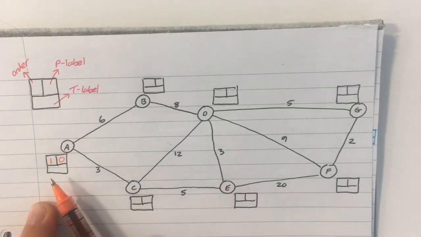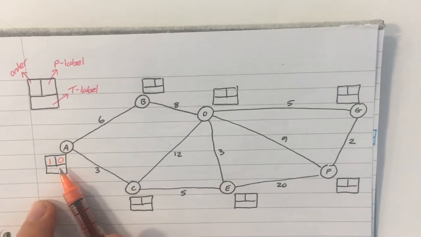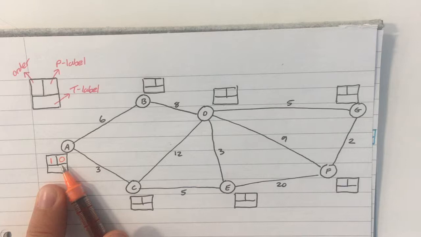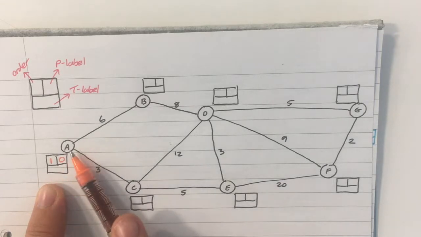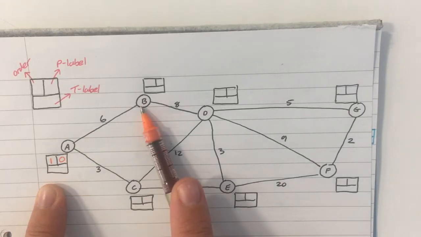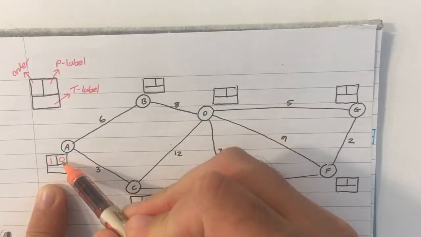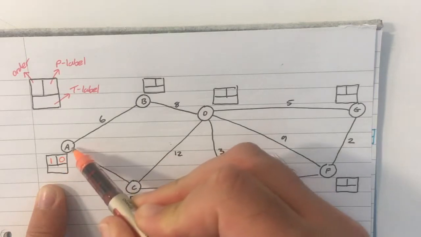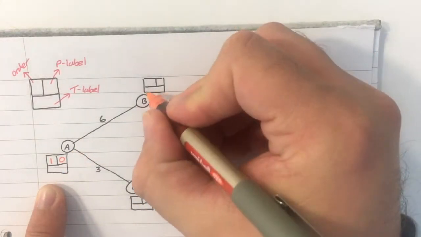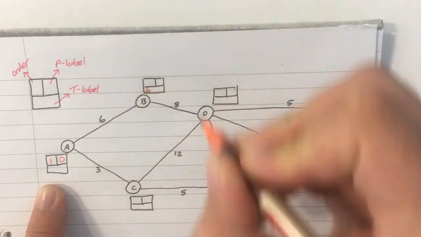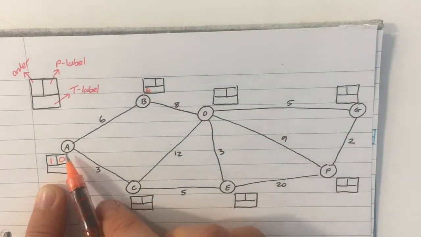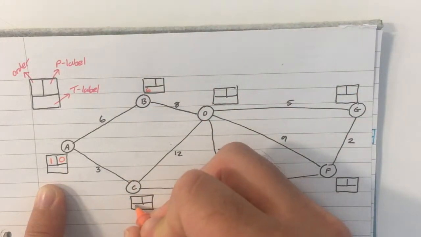Now, once we've labelled a node with a permanent label, we update all the adjacent nodes. The adjacent nodes to A are B and C, the two nodes that connect directly to it. We take the permanent label of A and add the distance to get to our adjacent nodes. So in this case it's a 6 to get to B, or it's a 3 to get to C.